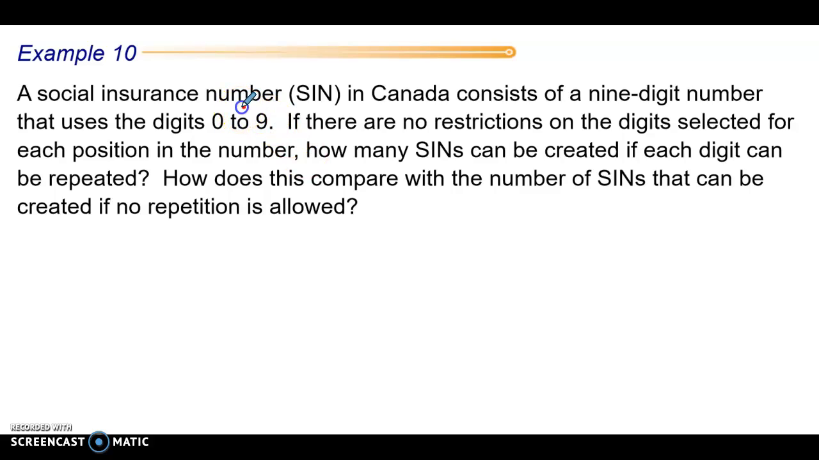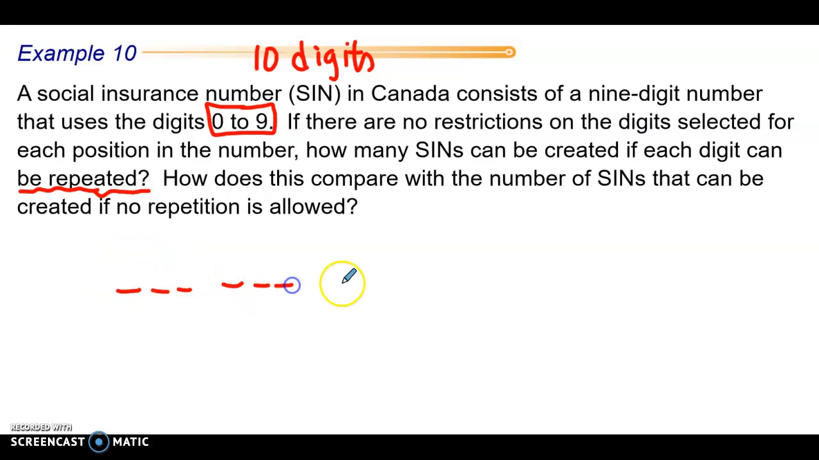So a few things to start. First of all, we can use digits 0 to 9, so there are 10 digits that we can choose from. We are first looking for the number of social insurance numbers that can be created if each digit can be repeated. Okay? So there are 9 positions. 1, 2, 3, 4, 5, 6, 7, 8, 9.